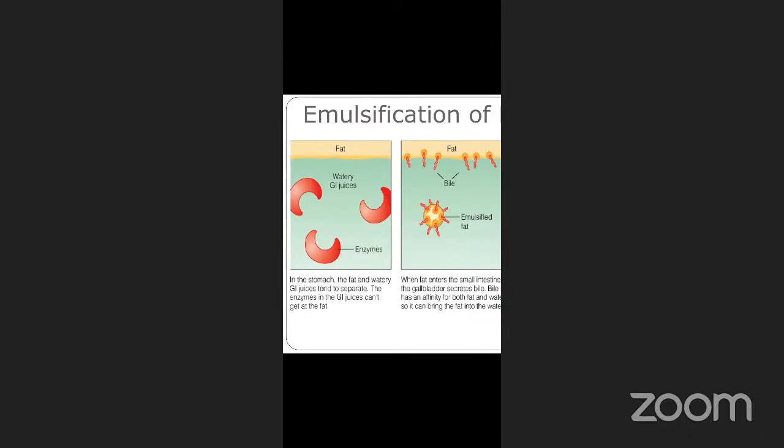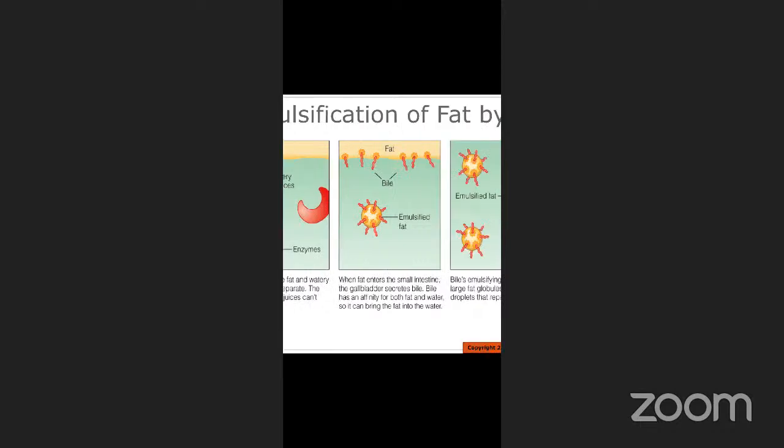So in the stomach, the fat and gastrointestinal juices will be separate because they cannot get mixed, right? Now the enzymes present in these juices cannot access the fat. So what bile will do is enter the small intestine from the gallbladder, and it has an affinity for both fat and water. So it will bind to fat and slowly bring small amounts of fat by binding to it. So emulsification takes place.